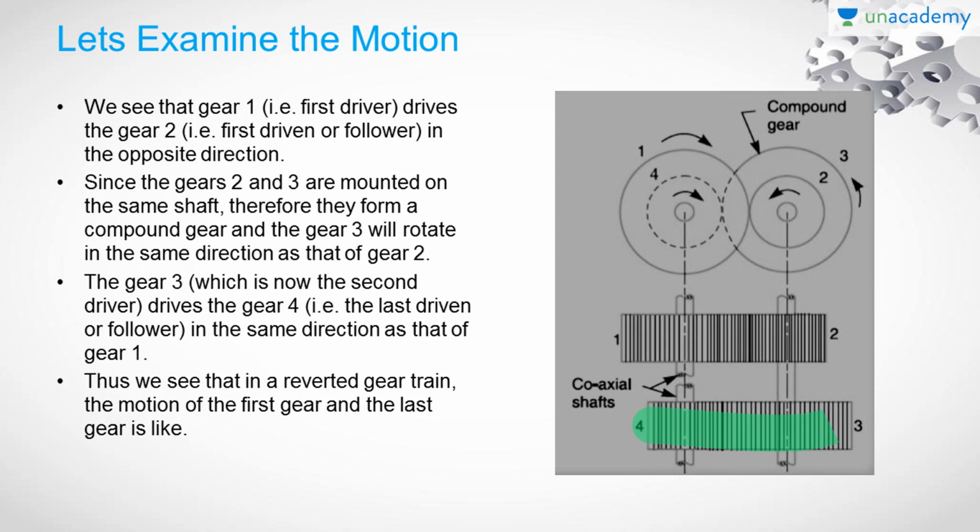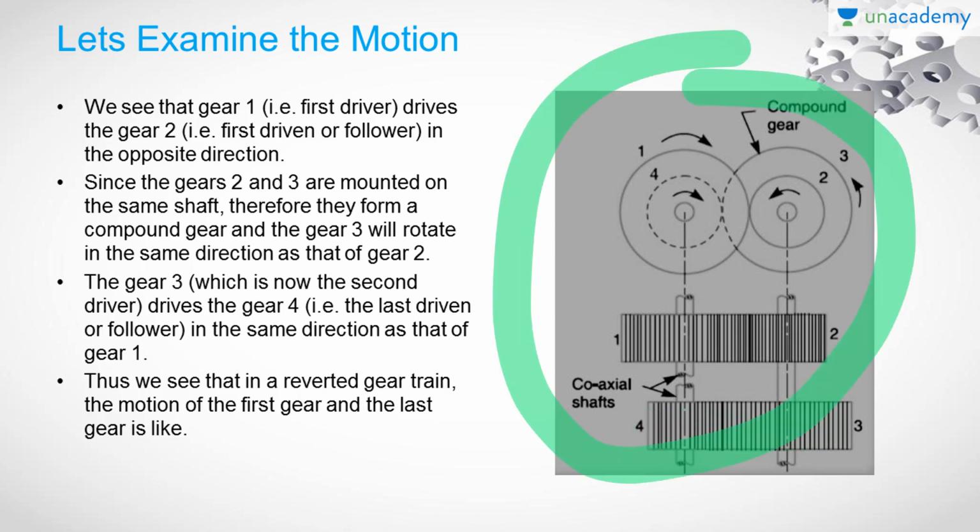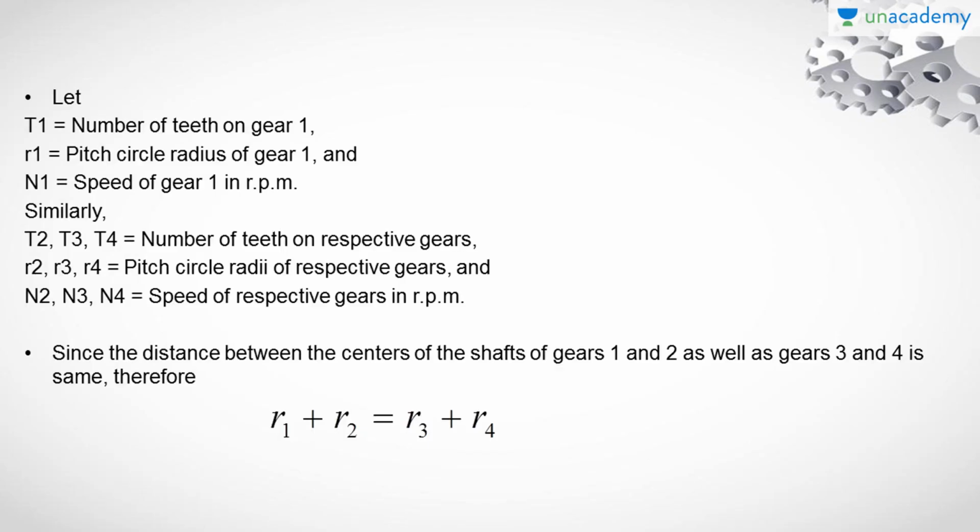Now we are going to find the speed ratio or the train value for this reverted gear train system. With this example we have found the exact motion of each gear in the reverted gear train system and what the actual output of this system is. Before going to find the speed ratio or the train value, we have to find the notation for these 4 gears in that reverted gear train system.